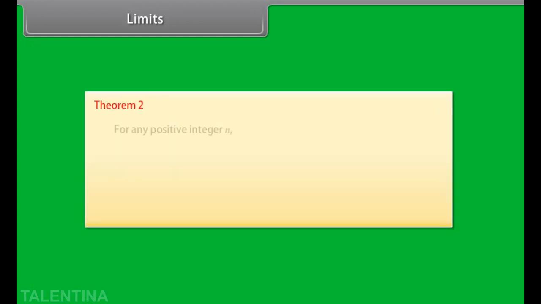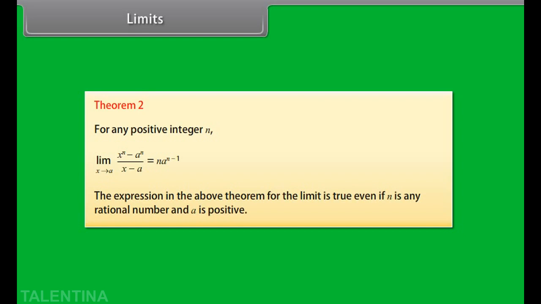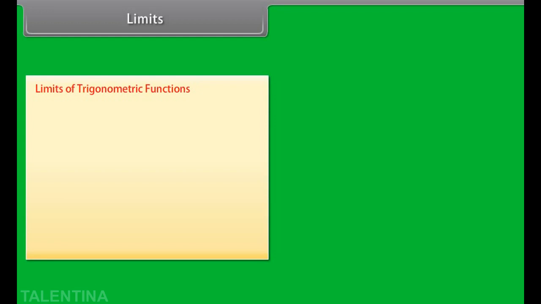Theorem 2. For any positive integer n, limit x tends to a of (x^n − a^n) by (x − a) is equal to n · a^(n − 1). The expression in the above theorem for the limit is true even if n is any rational number and a is positive. Limits of trigonometric functions.